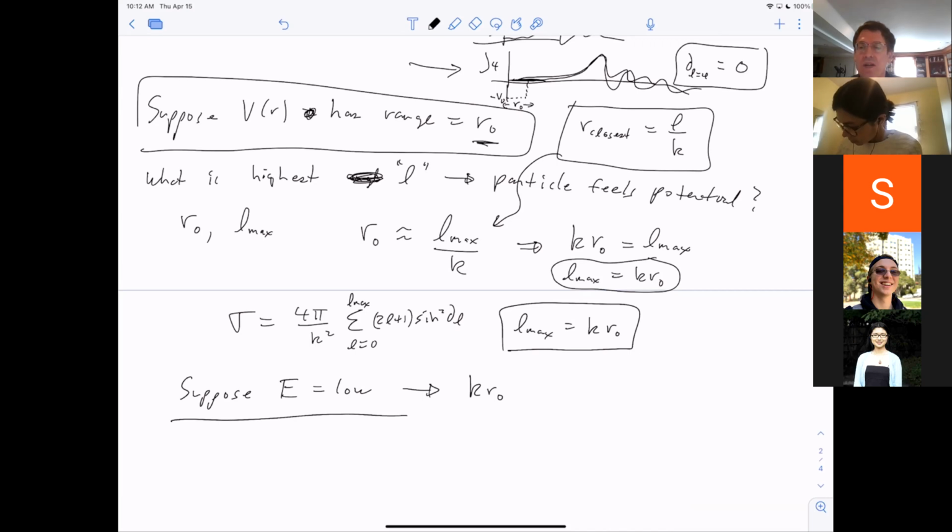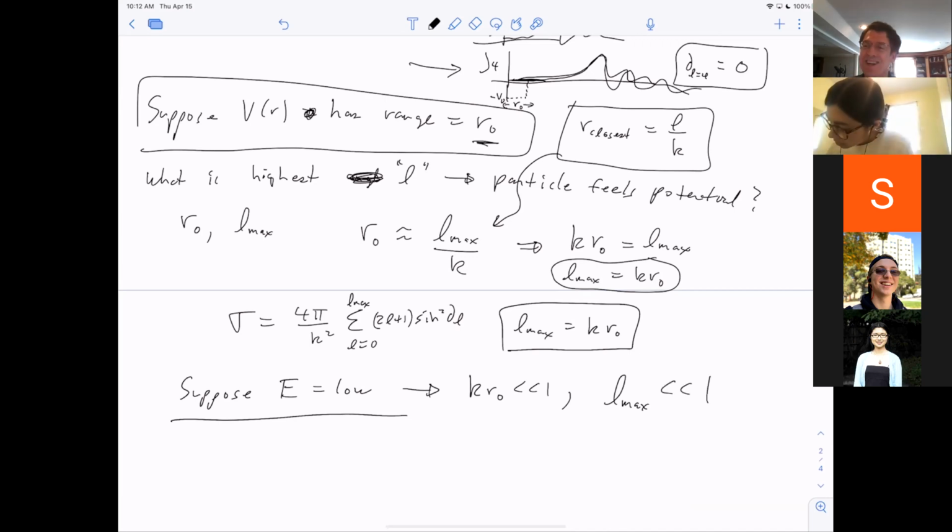What's the definition of low energy? So much less than 1. That's right. And so if K R naught is much less than 1, then what can I say about L max in the sum? Much less than 1? That's right.